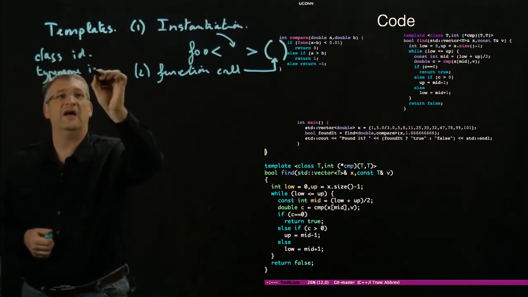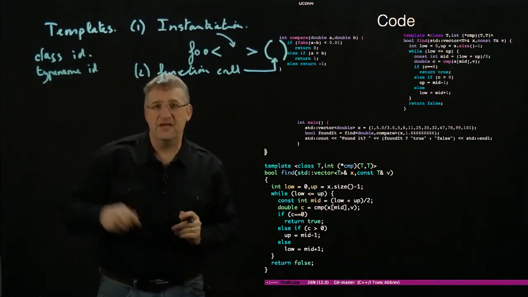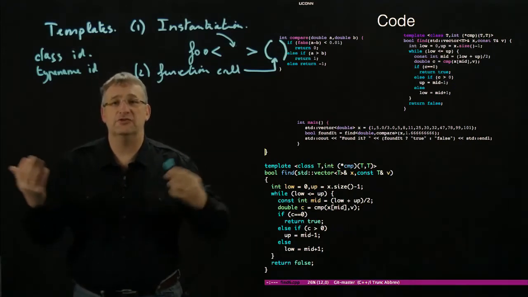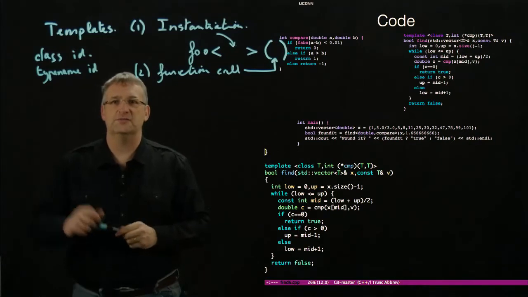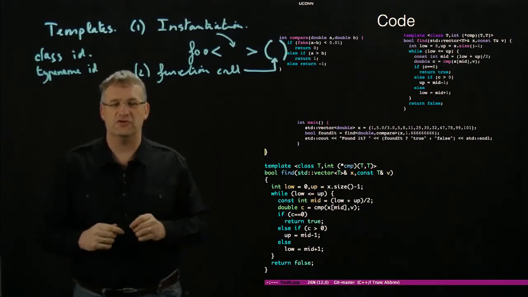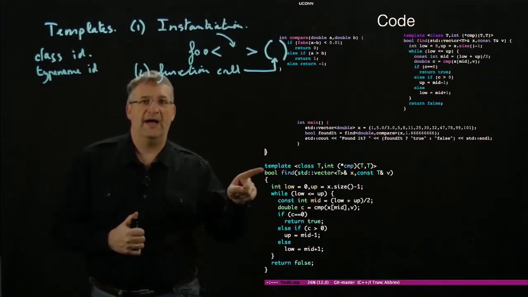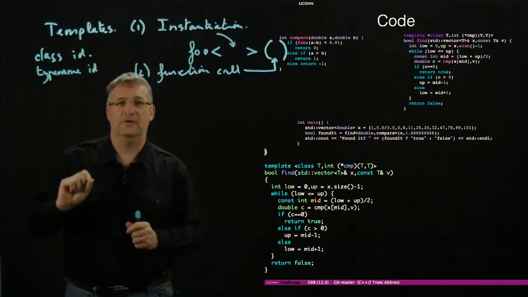And class was the only option in the old version of the standard. Typename is a new addition. But fundamentally, the semantics of these two are equivalent. There are only very rare circumstances where you should use typename and not class. So I tend to use them interchangeably in my template definition. The important thing though is that it means that ID is a type, okay?